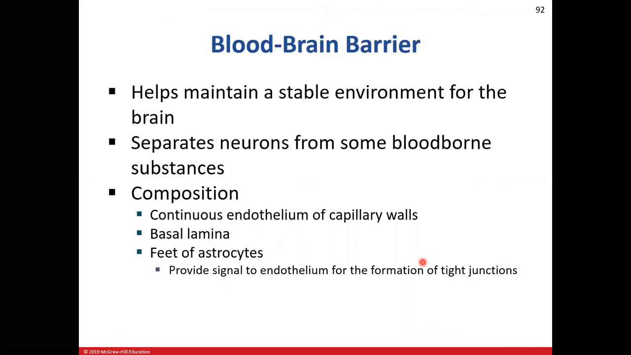Our next way that we protect our brain is through the blood-brain barrier. And the blood-brain barrier is basically our chemical barrier, and it helps to maintain a stable environment for our brain tissue. It separates the neurons from a lot of blood-borne substances. And the blood-brain barrier is very selective on what types of things are able to get into brain tissue. Its composition is endothelium of the capillary walls. It also has basal lamina, and then we also utilize the feet of our astrocytes. And the feet of the astrocytes actually provide the signal to the endothelium for the formation of very tight junctions around those capillaries.